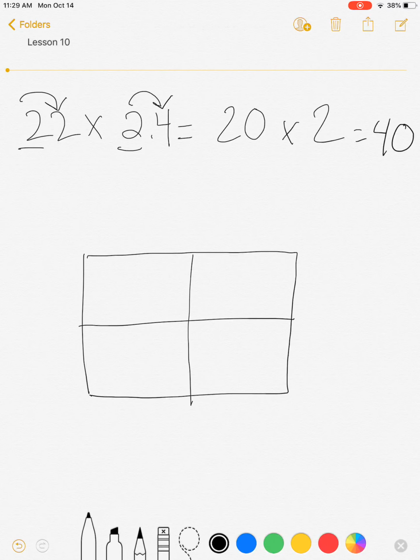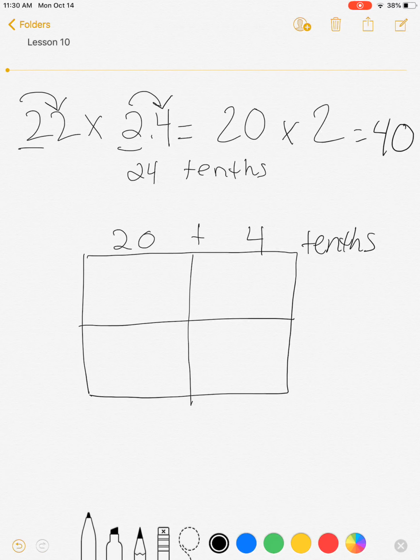So now on our area model, let's put our tenths on the top. So 2 4/10 we can also write as 24 tenths. So we can break that up into 20 tenths plus 4 tenths. And then our whole number here, 22, I'm going to break that up into 2 ones, 2 tenths. So 20 plus 2. So 2 times 20 is 40 tenths. And then 2 times 4 is 8 tenths. So that gives us 48 tenths.